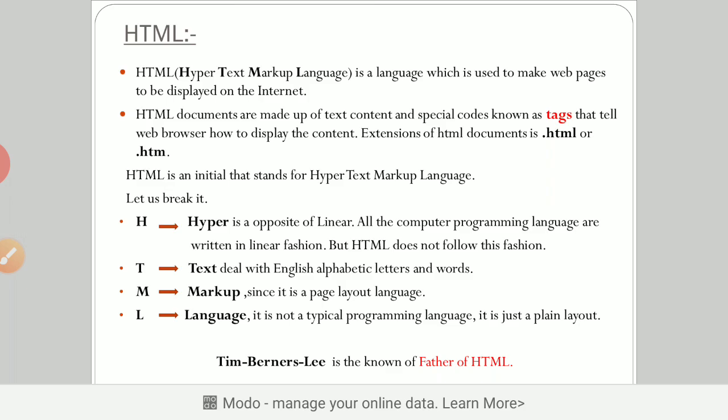So, what is a website? A website is a collection of web pages. To view a website, you require a browser. Browser means Internet Explorer, Google Chrome, Opera, Mozilla Firefox. These all are browsers.